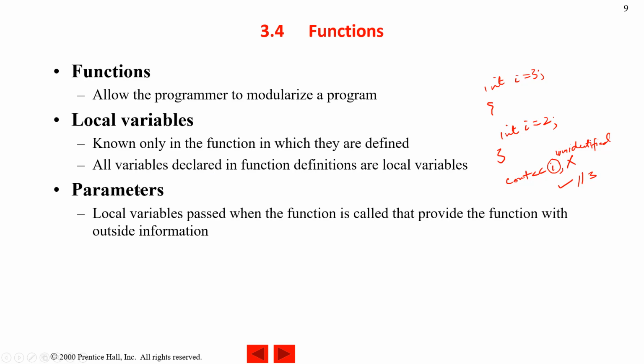The second type of variable that you can have in a function is known as the parameters. These are values passed when the function is called, which provide the function with outside information. So if I call sqrt of 100, this 100 is being provided by an outside function. If I'm calling this inside the main, it means the main is providing this 100, and it's not a variable that's defined inside this bracket. It is being provided by an outside source. This is known as a parameter.